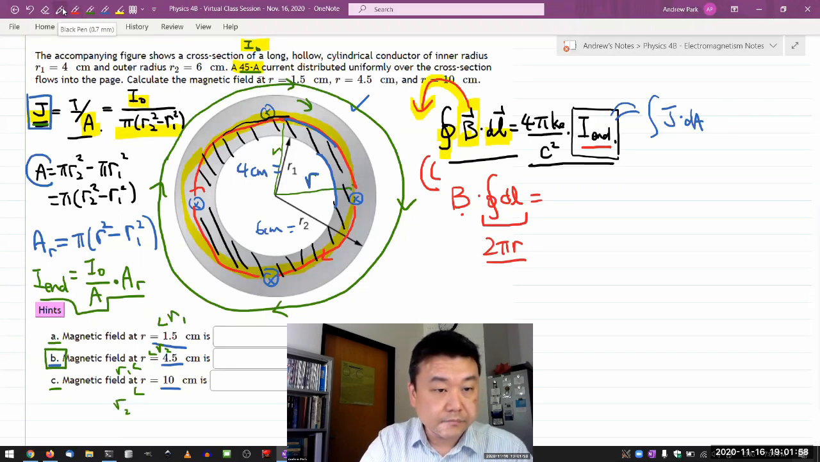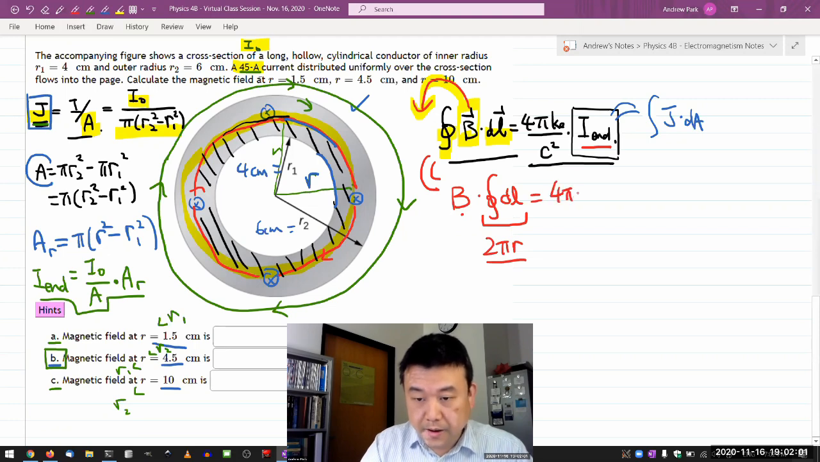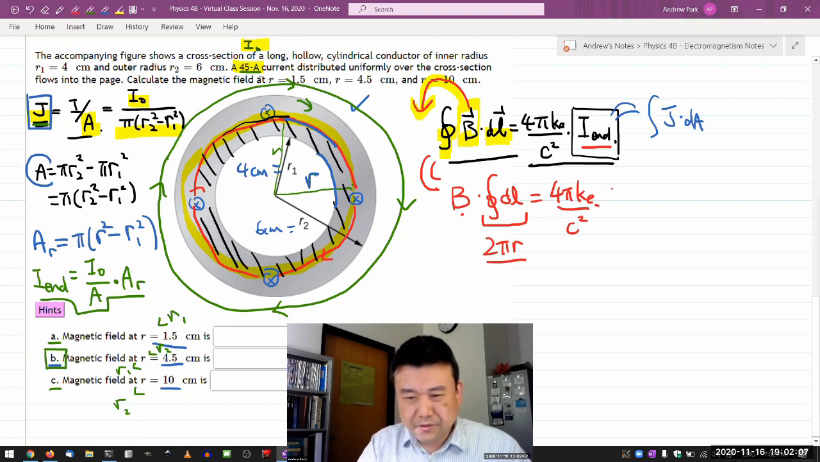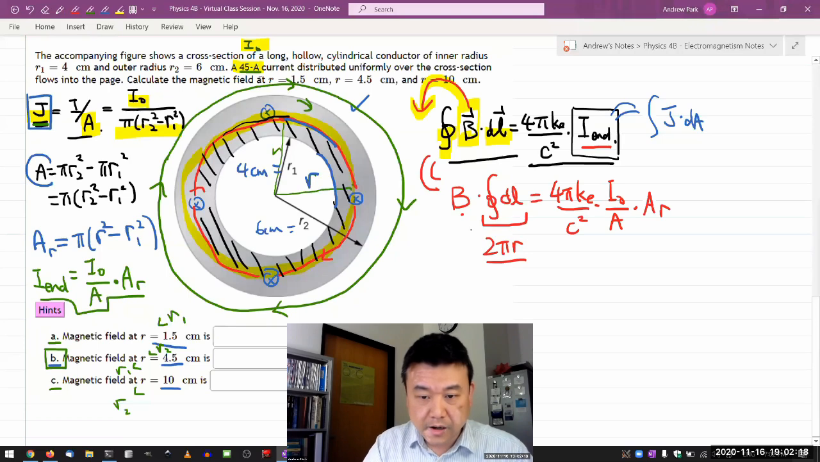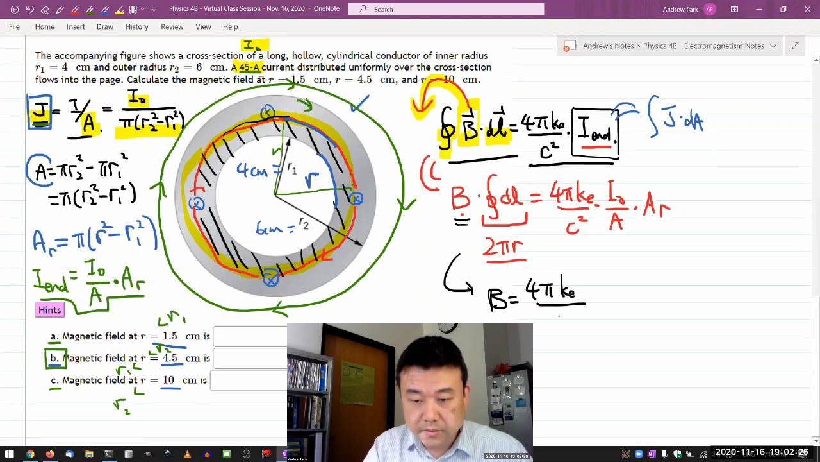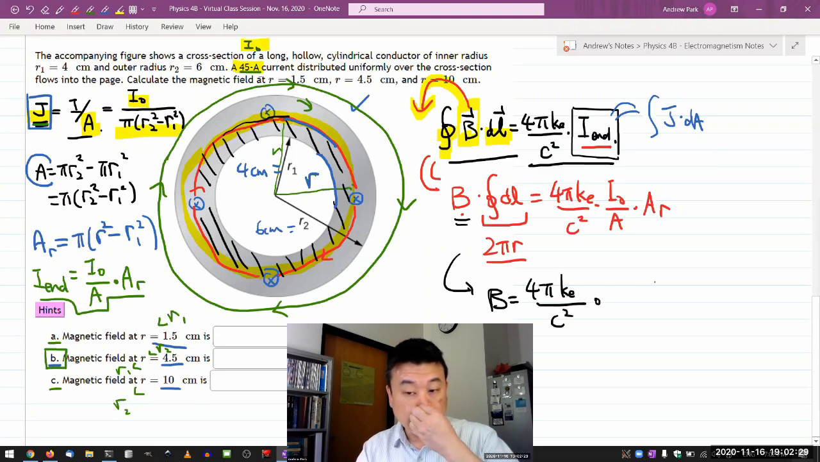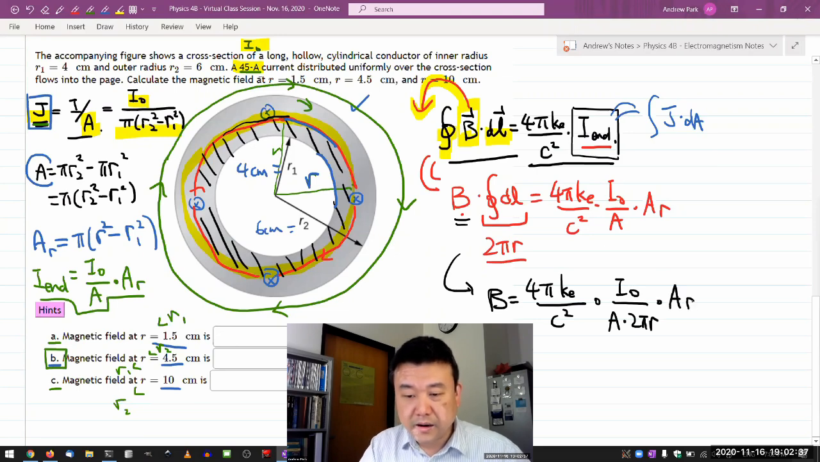Then for the right hand side, what I get is 4 pi Coulomb constant over c squared times, let me write out, I naught over a times A_R. And let me do a little bit of the remaining algebra. Solving for B here, you get B is equal to 4 pi k_e over c squared times I naught over a times 2 pi r times A_R.